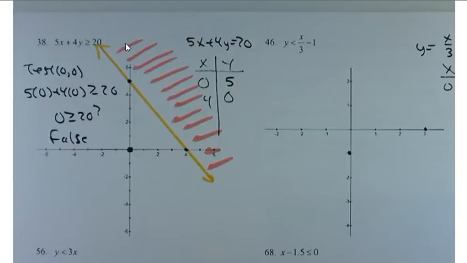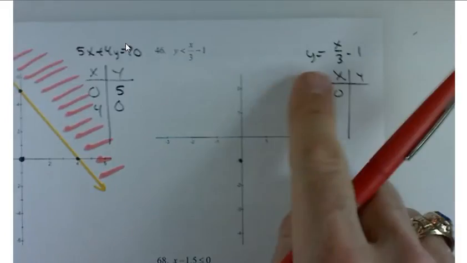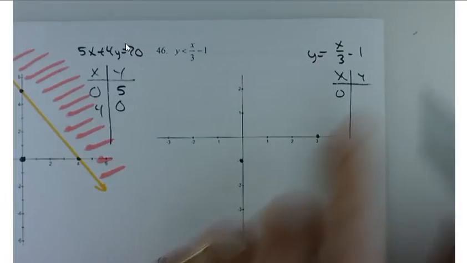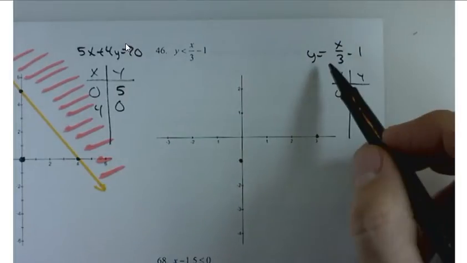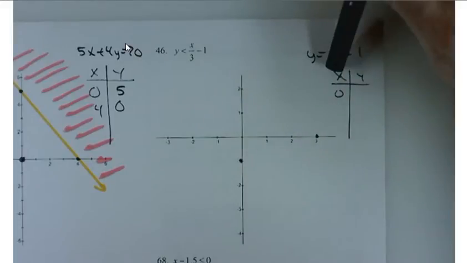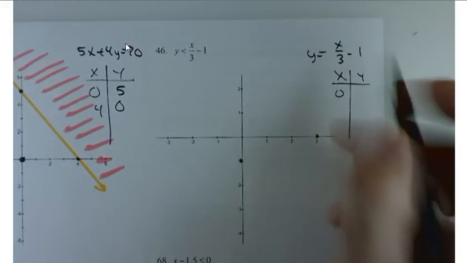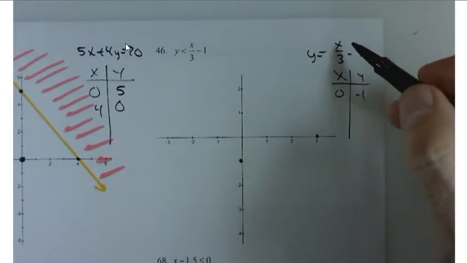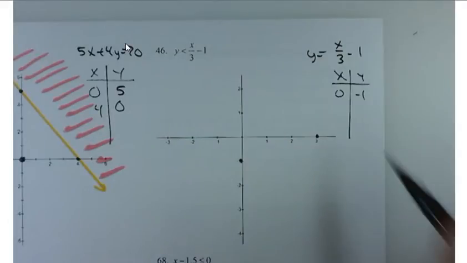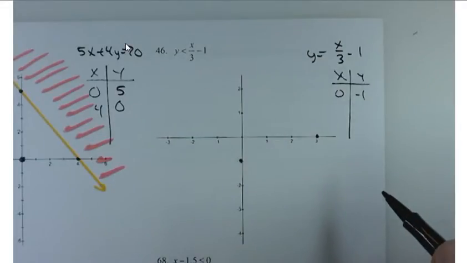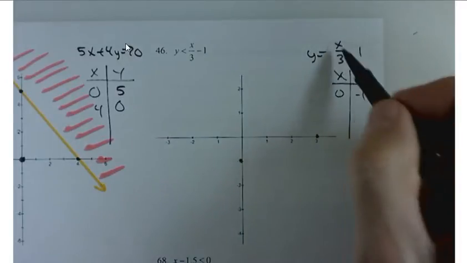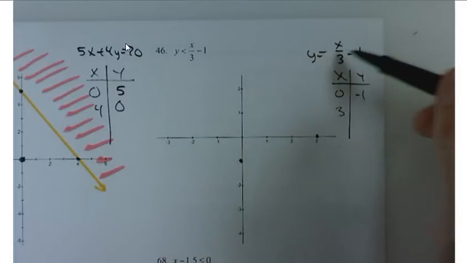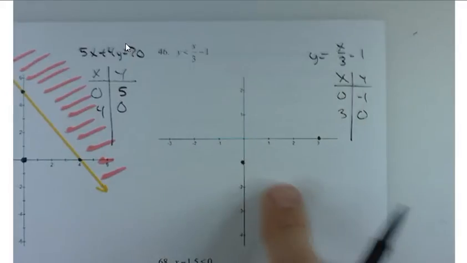Now the hard part in problem 46 was working with the fraction there to deal with. You could start out by setting x equal to 0. That's pretty easy. That wipes out this term. It gives me y equals negative 1. But I need another point. I could choose 1 or 2 for x. Why does it make sense to choose x equals 3? Because 3 divided by 3 works out nice and even. 3 over 3 is 1. 1 minus 1 is 0. So I get these two points.